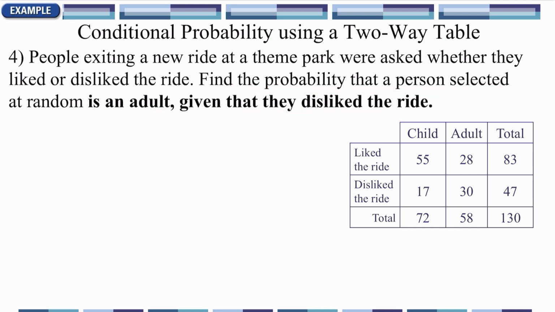So if we want to go through the formula, we can say we want the probability that they are an adult. This is probably me. I don't usually like rides at theme parks.